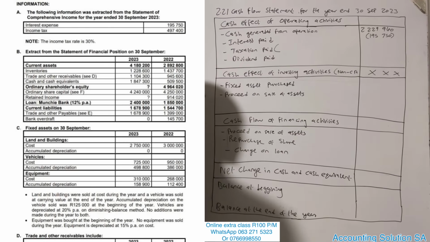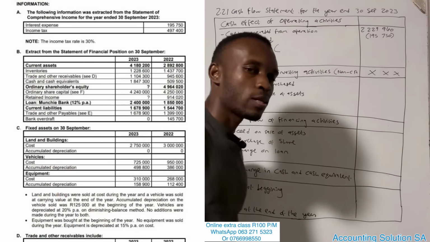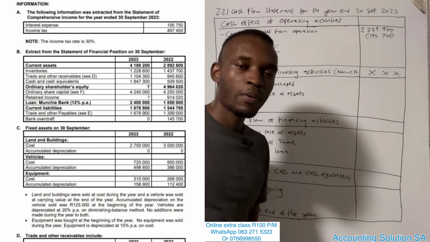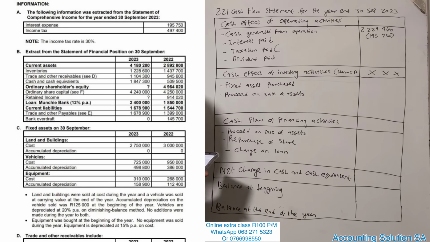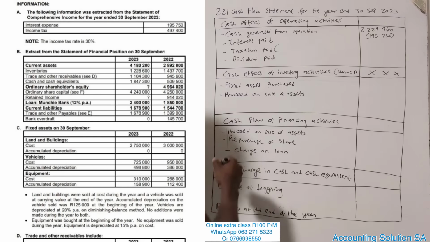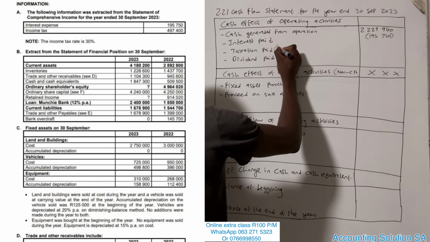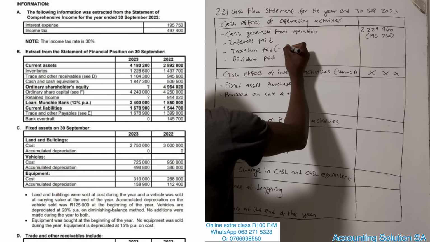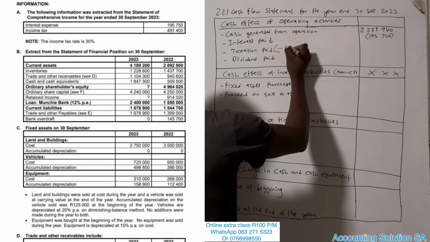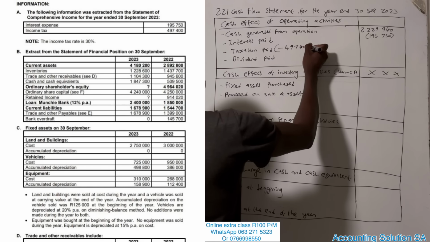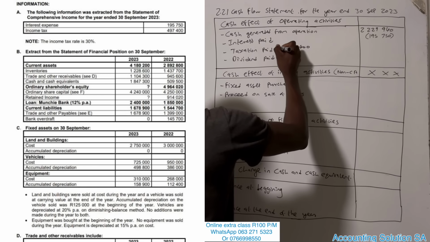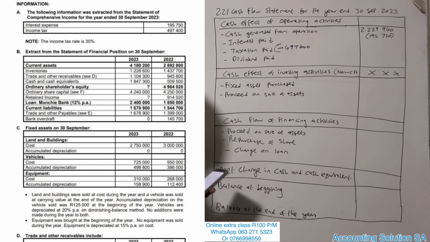Taxation paid. Guys, when you deal with taxation paid, number one, you must copy the amount from the income statement. That's step number one. From the income statement, we have income tax of 497,400. Write it as negative because it's an outflow. 497,400. That's the simple method, guys, that I use to get the right answer. Write it as a negative amount.